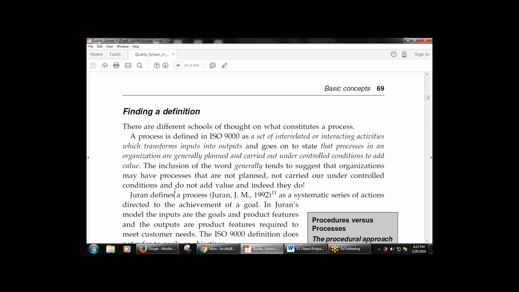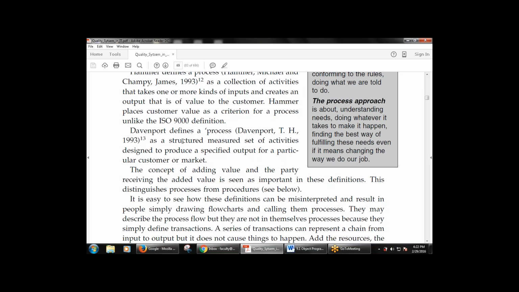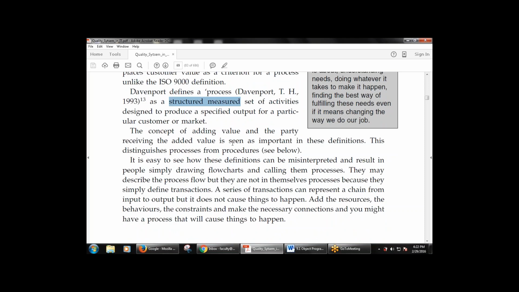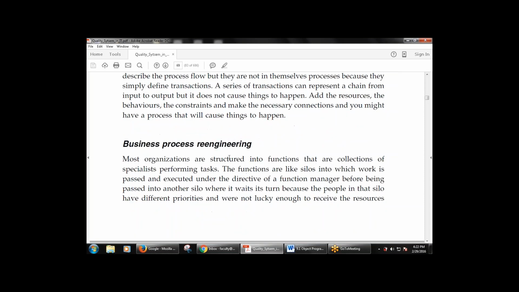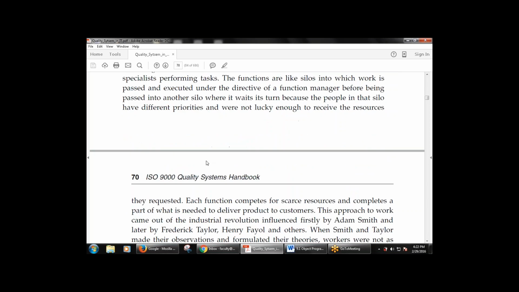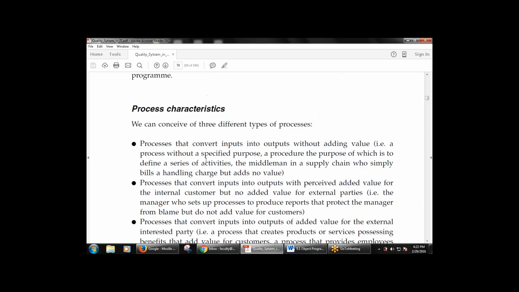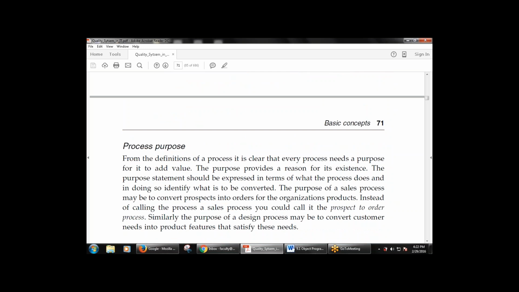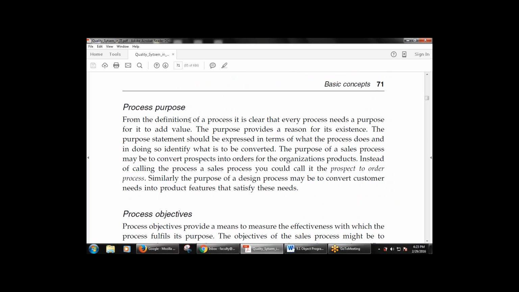The next part defines a process as a structured measure, a set of activities designed for a specified output for a particular consumer or the market. Whosoever the consumer is, the process is for that consumer or the market. Then business process re-engineering is the next part we discussed. Then there are the various process characteristics: converting the input into the output without adding value, with adding value, and with adding external values.